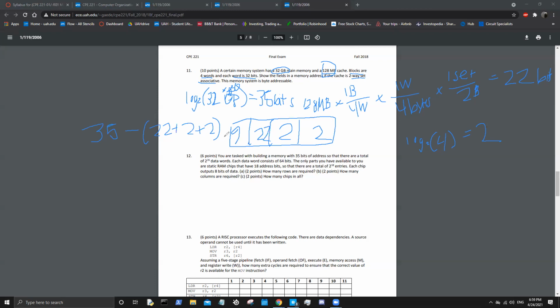So this would technically be your answer, 9, 22, 2, 2. And while this could suffice, I would still recommend designating byte, block, index, tag from right to left, so everyone knows what's what. So you'll see that the important information to remember is a gigabyte is 2 to the 30th, a megabyte is 2 to the 20th, and other than that, everything else is a lot more straightforward.